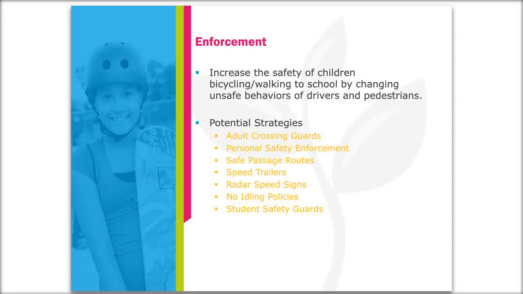Enforcement increases the safety of children biking and walking to school by changing unsafe behaviors of both drivers and pedestrians. Some potential strategies here are adult crossing guards. So having crossing guards safely guide children across intersections near schools is very important. The main components of a successful crossing guard program are location, training, equipment, and funding. Having crossing guards is a good way to counteract parental fears, especially of stranger danger, and create safer routes for students to travel on their way to and from school.